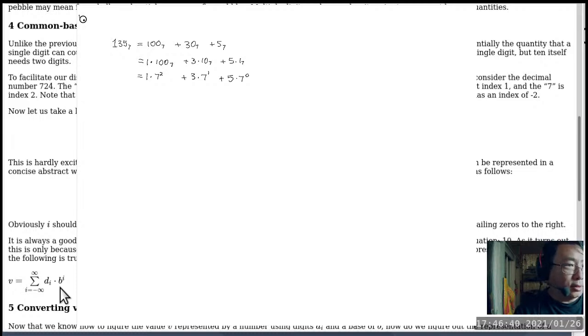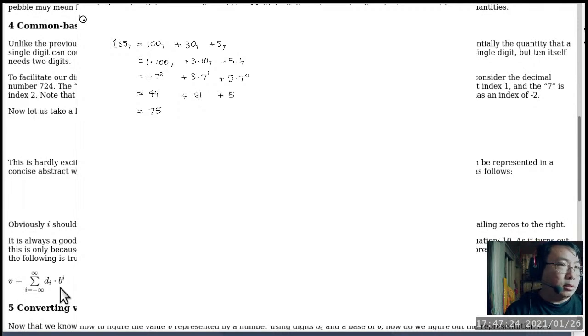Yes, 7 to the 0 is 1. So now everything is in base 10, because we are done with base 7 numbers. So 1 times 7 squared is 49. 3 times 7 to the power of 1 is 21. And 5 times 1 is really just 5. So when we add up all of these, each one is representing a quantity times a power of 7, because we're dealing with base 7. 49 plus 21 is 70. 70 plus 5 is 75. There we go. So it is 75 in base 10.